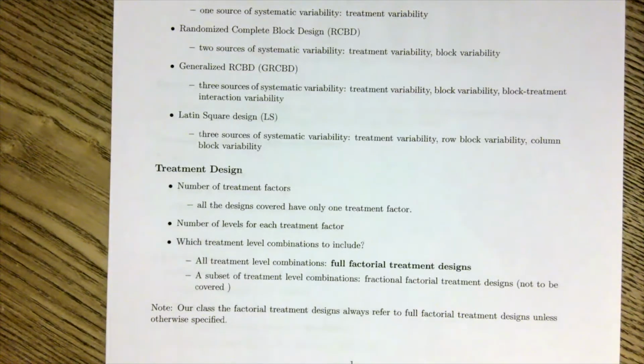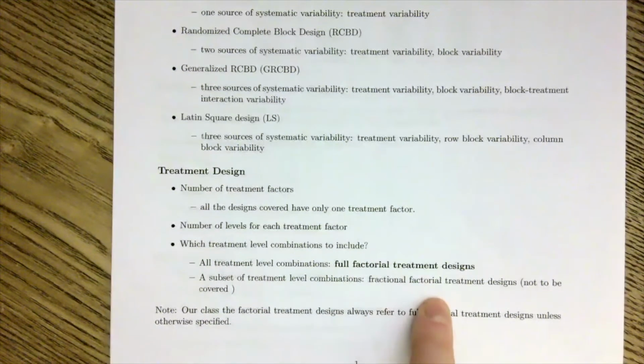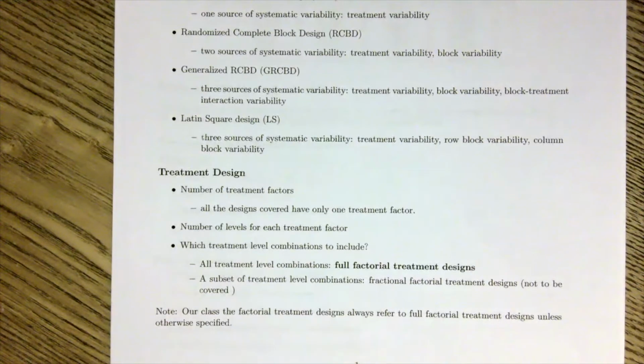For our class, we're going to only be focused on a full factorial treatment design, which means we'll be looking at all the treatment level combinations. There are other designs called fractional factorial treatment designs, which would just be a subset of all of the treatments. I will briefly talk about this at the end of lesson 7C. But for our class, when I say factorial treatment designs, I will always be referring to full factorial treatment designs, unless I otherwise say so.